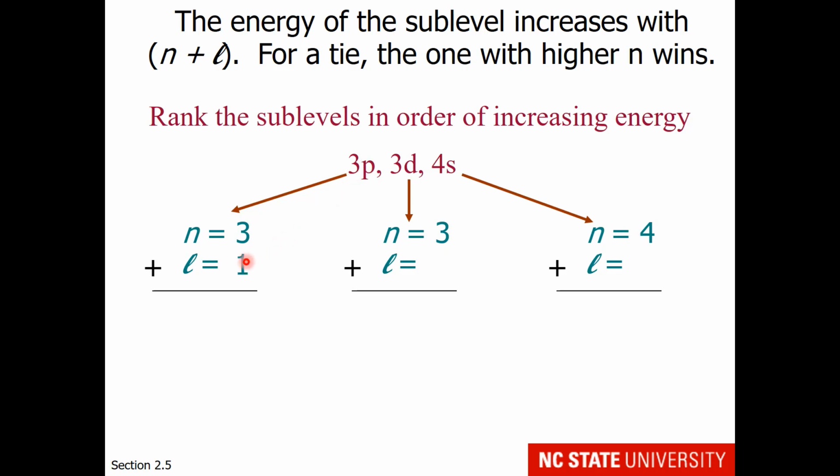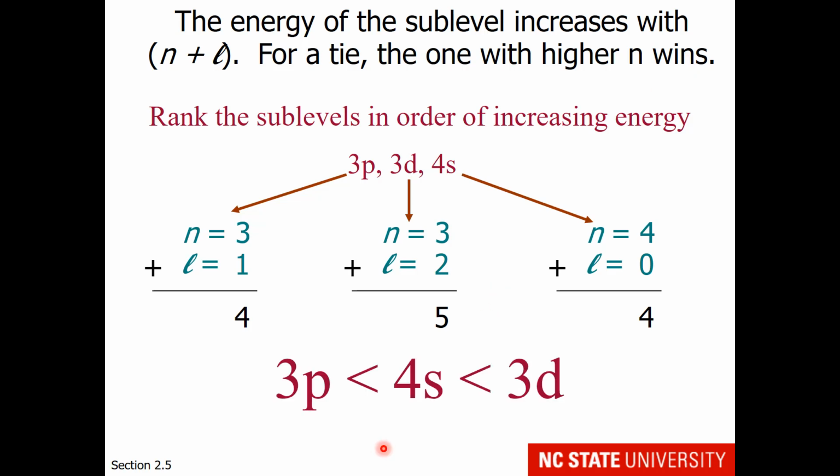P corresponds to L equal 1, so that would be 4. D corresponds to L equal 2, so that would be 5. And S corresponds to L equals 0, so that would be 4. So clearly we can see that the 3D level is the highest in energy, but what do we do about 4 versus 4? Well, remember, the one with the higher n wins, meaning it is higher in energy. So our ranking should go like this: 3p, 4s, 3d.